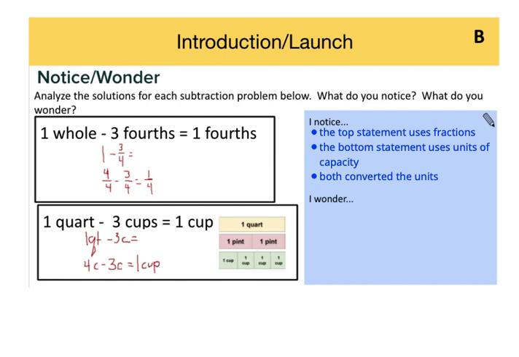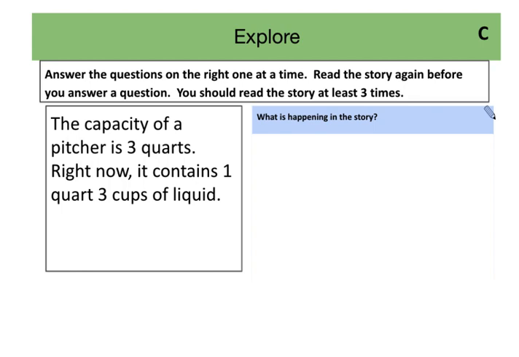So what did you wonder? Did you wonder maybe how the answer would change if we had more than 1 whole? So if we had 5 wholes, maybe 5 quarts, how would the answer change? All right, now that we've been introduced a little bit to subtracting mixed units of capacity, let's go ahead and look at slide C. So here we have a 3 reads problem.